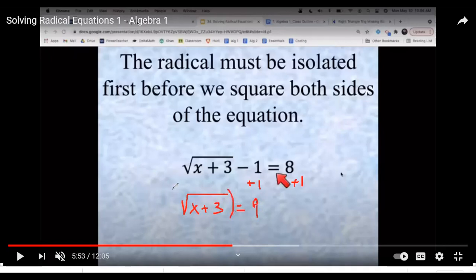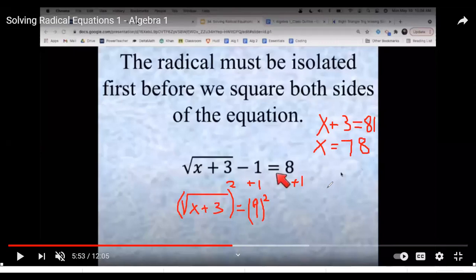Then, as you said, we will make all to the power of 2 and all to the power of 2. So the answer will be x plus 3 equal 81. Okay. So what is the value of x? What we have to do? Equal 81 minus 3. Then 81 minus 3 will be 78. So we found that the value of x is 78.